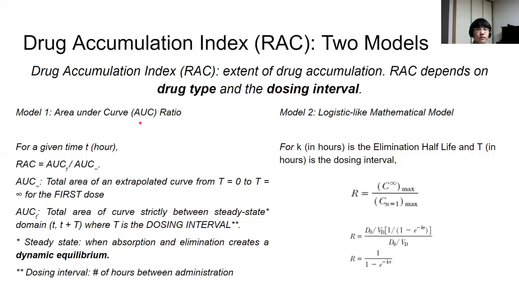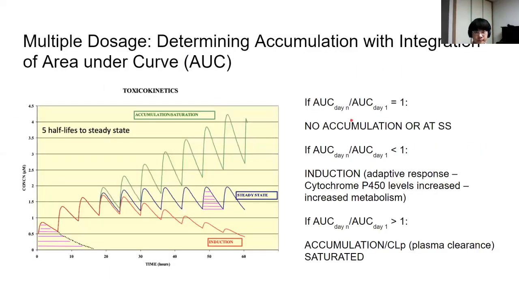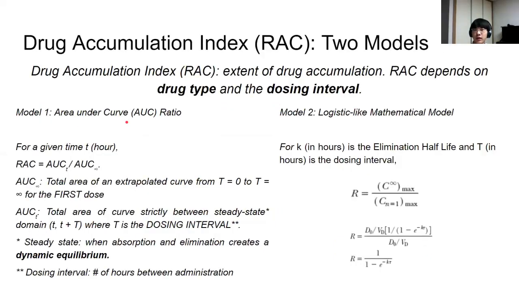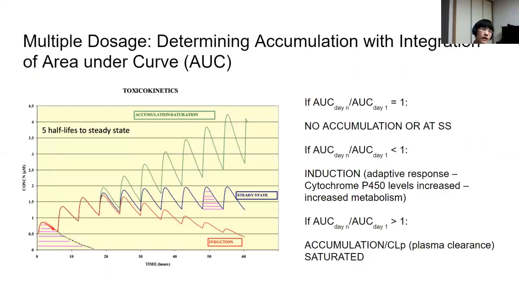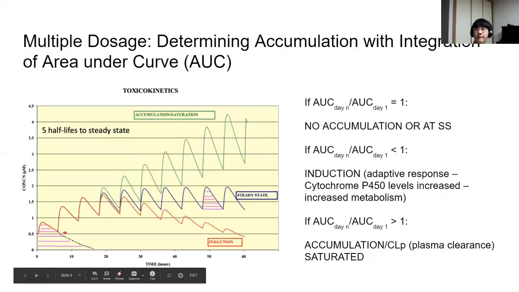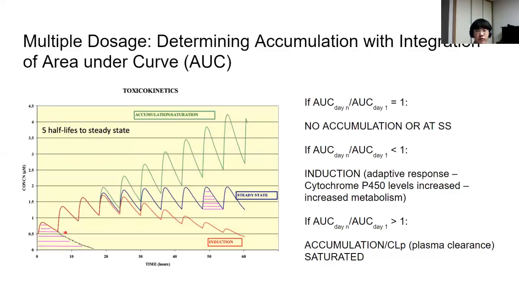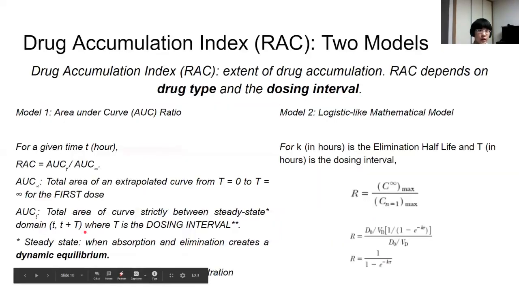The first one is the area under the curve ratio. It's kind of similar to this one. And this one actually uses calculus, because, as you all know, extrapolating and calculating this graph equation needs a lot of mathematical process, and integrating it and making it into an area formula takes a lot of calculus.